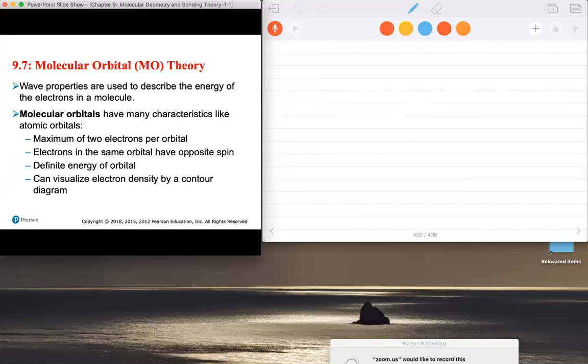Molecular orbital theory is formed when atomic orbitals combine in a molecule. MO stands for molecular orbitals, which have almost the same characteristics as atomic orbitals. Let's start and understand what this atomic orbital means.